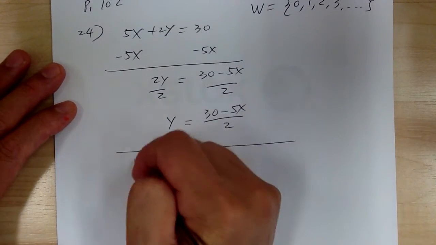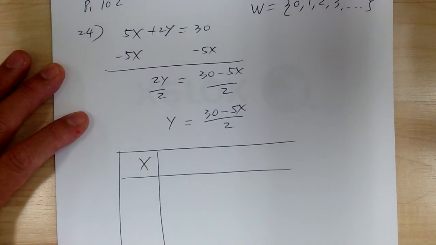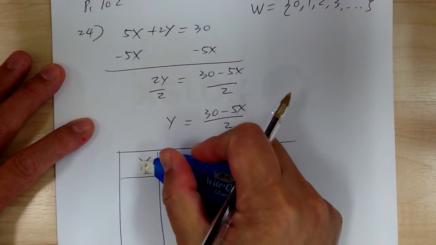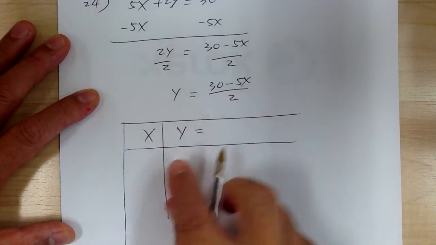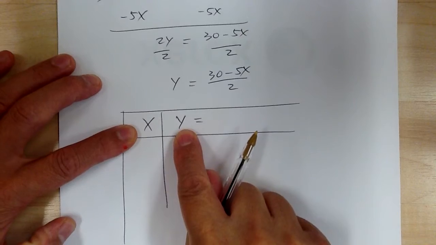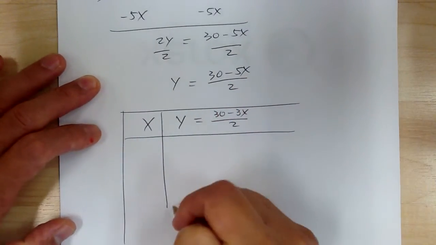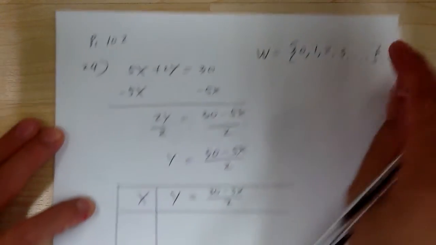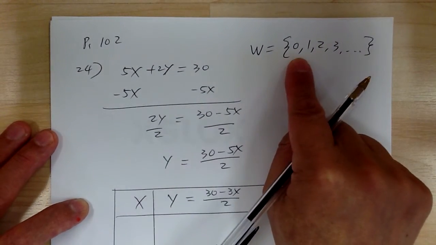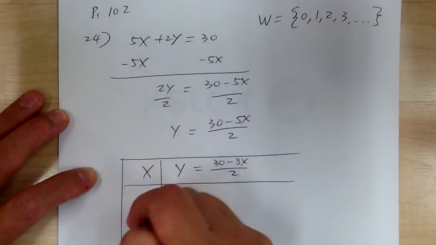So I'm going to make a table. Okay, so x and y. x is your input, y is your output. Again, that's review stuff. So write down your equation and make the table. Now remember, all the variables have to be whole numbers, so the smallest number you can try is 0. That's the first number I'm going to try.